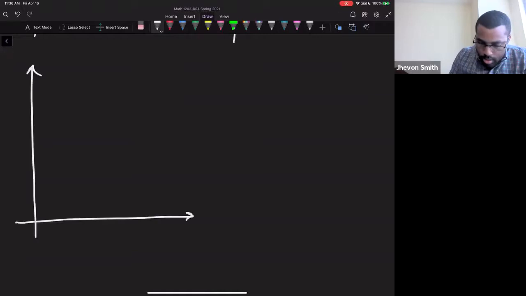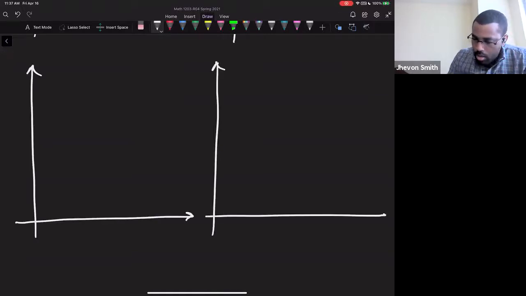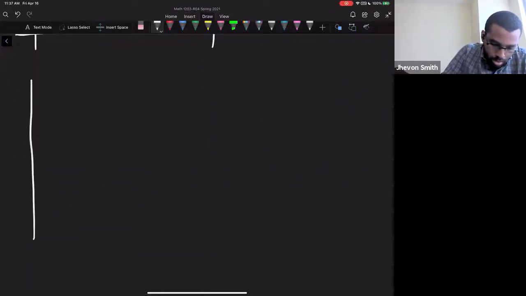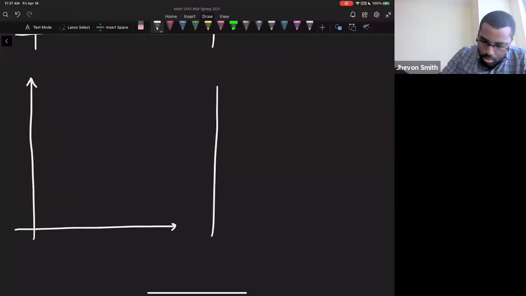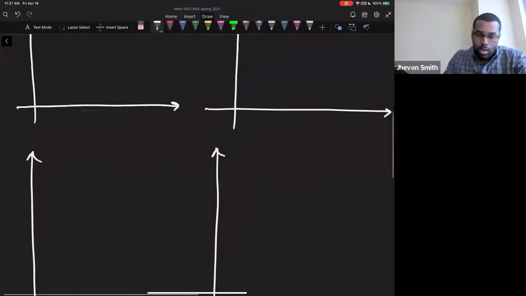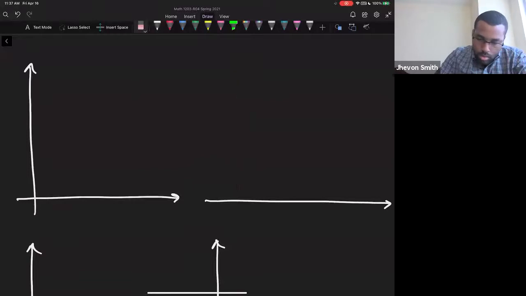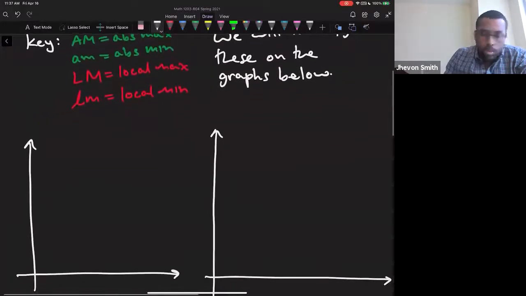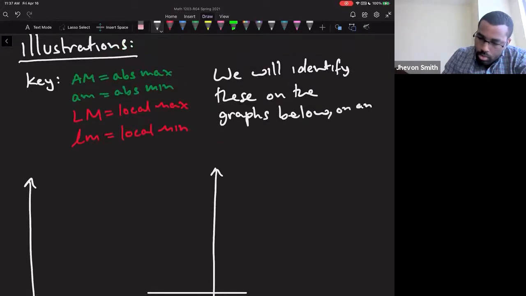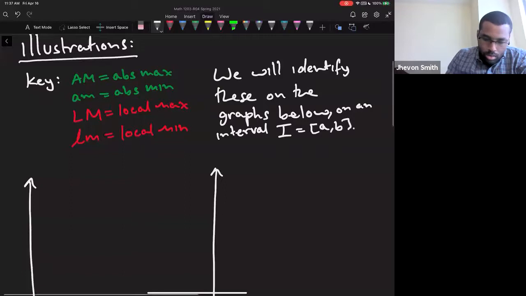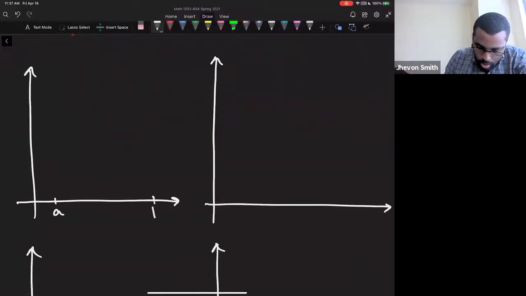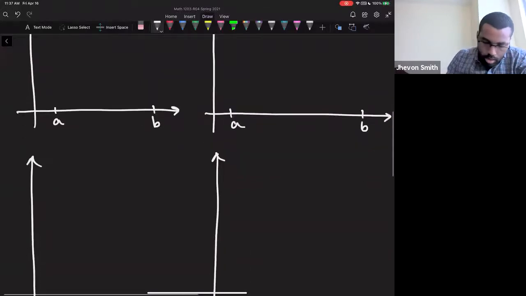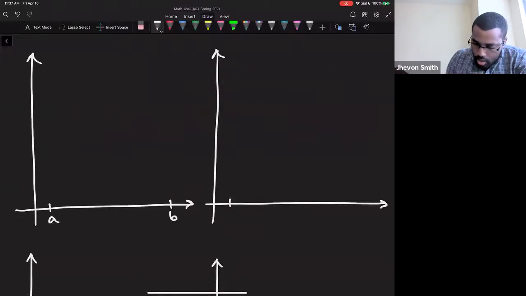I'm going to do six examples, I think. And we are going to be doing it on an interval AB. So here's A, here's B, here's A, here's B, here's A, here's B, here's A, here's B.